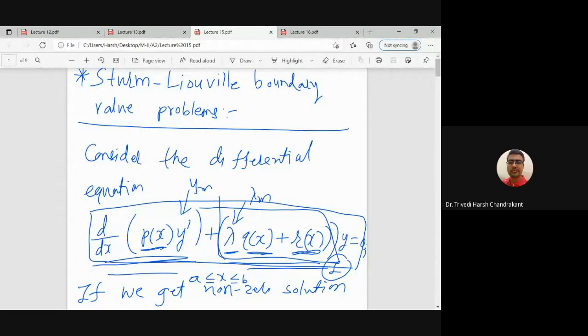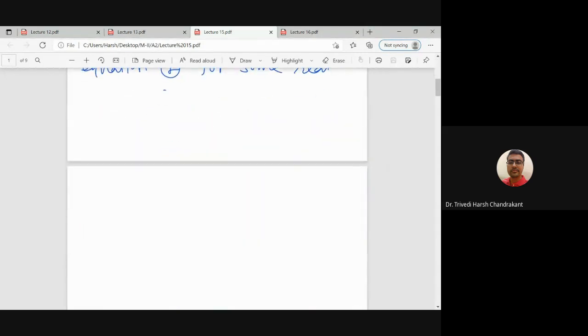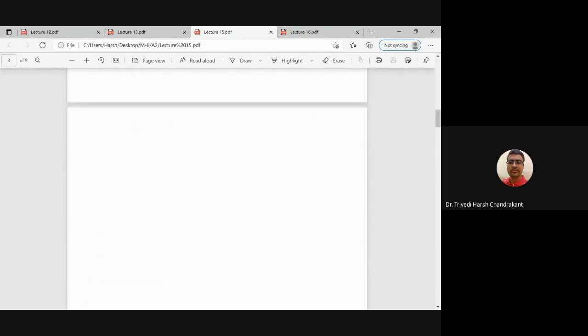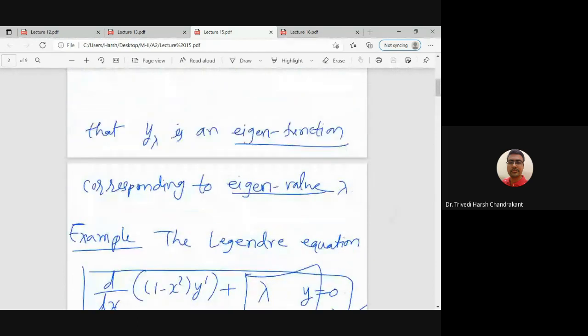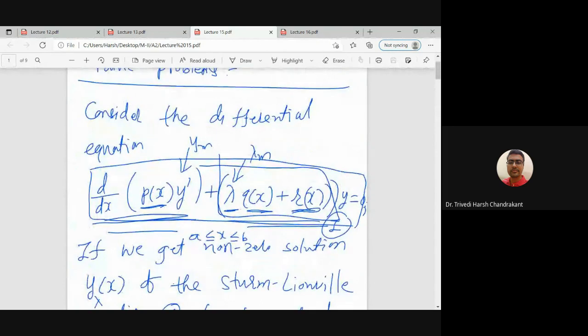Actually discuss the Sturm-Liouville boundary value problems. The Sturm-Liouville problem is the differential equation: derivative of p(x)y', plus lambda q(x) plus r(x), y equals 0, where we are differentiating the p function. That means the p function should be differentiable, and q and r are any two continuous functions over the closed interval a to b.